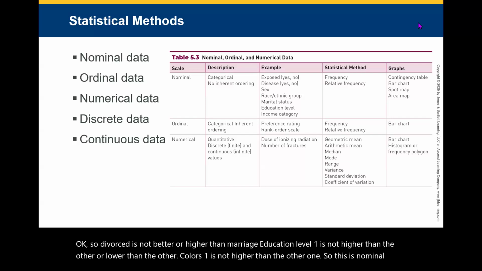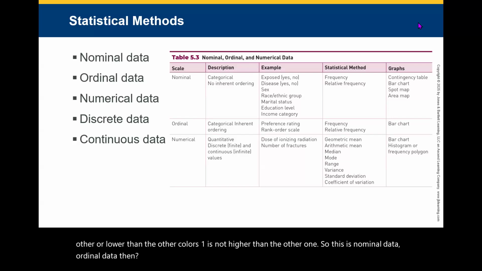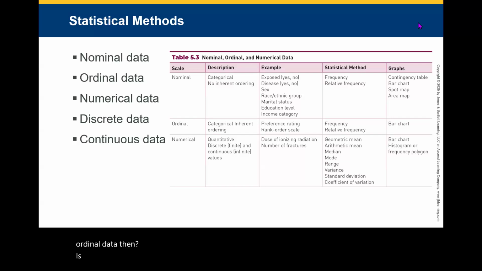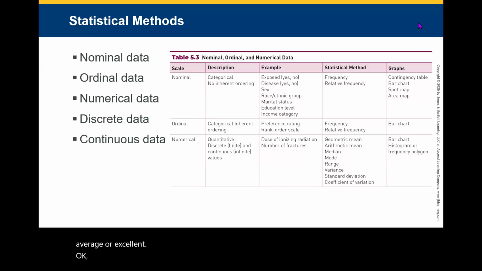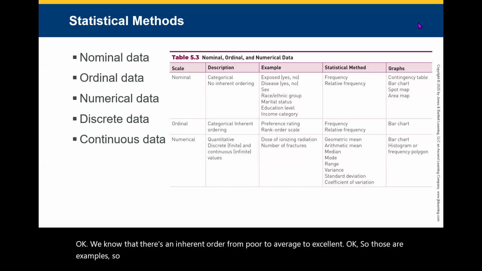Ordinal data then is categorical data again, but there is an inherent ordering. So this is something like a Likert scale, when you're filling out a customer service rating and it's poor, average, or excellent, okay? We know that there's an inherent order from poor to average to excellent. Okay, so those are examples. So there is this kind of ranking or preference rating in ordinal categorical data.